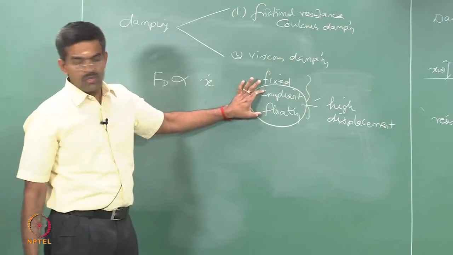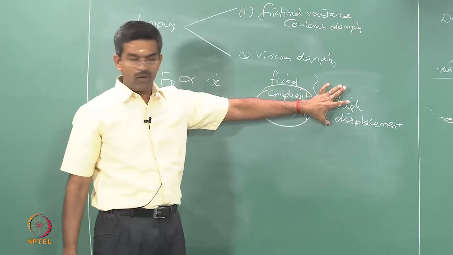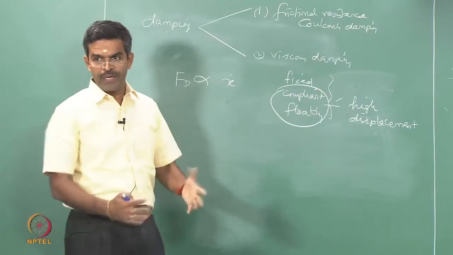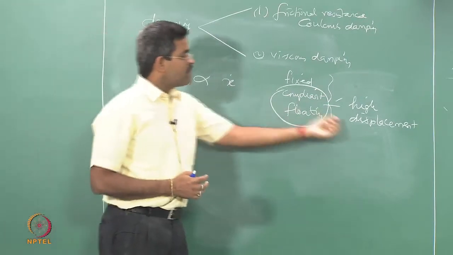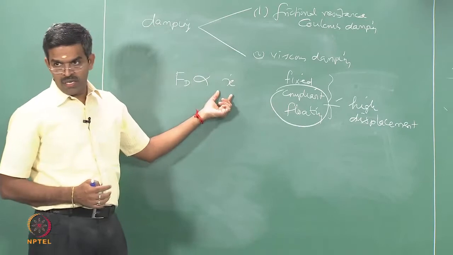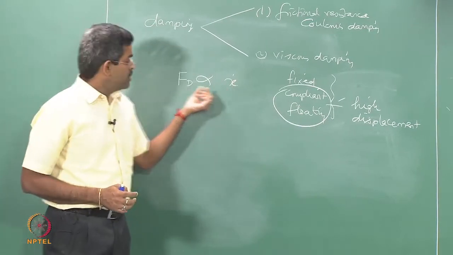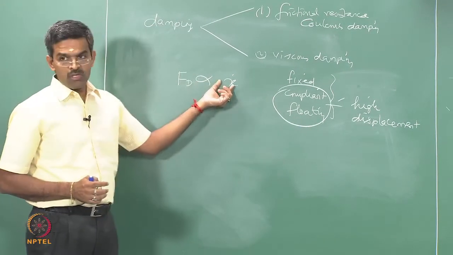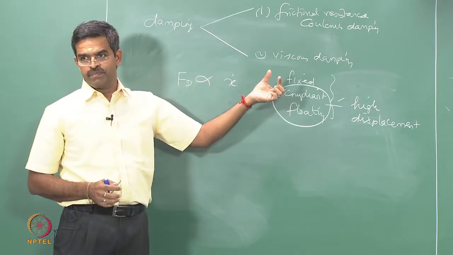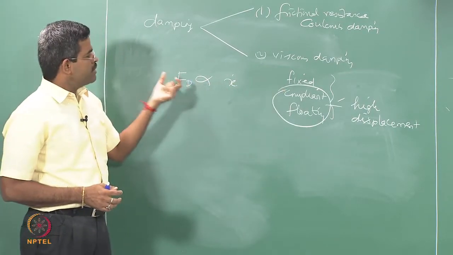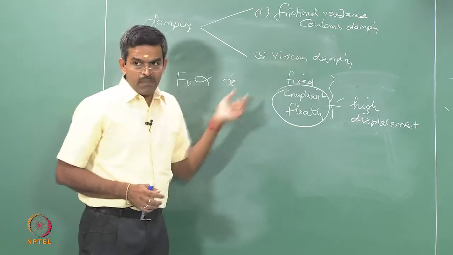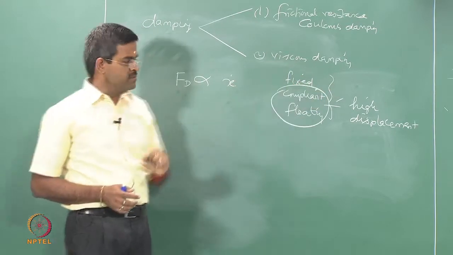Considering these two, they will have very high displacement, that is why they are called compliant systems. Compliant means movement. When they have high displacement, they will have high velocity. When they have high velocity, the damping force proportional to the velocity will be very much present in the system. So, it is a very valid reason why viscous damping can be applied to ocean structures, that is the first reason.